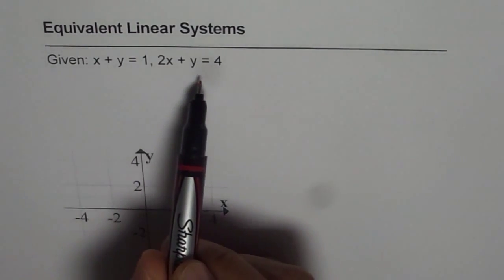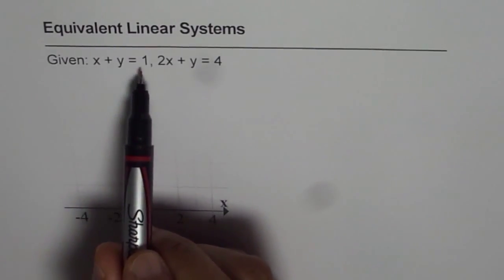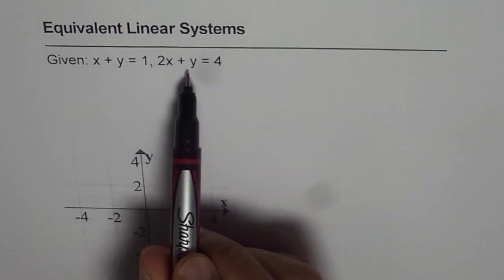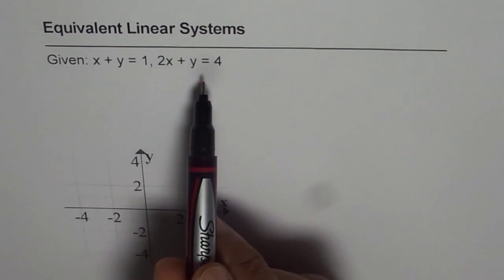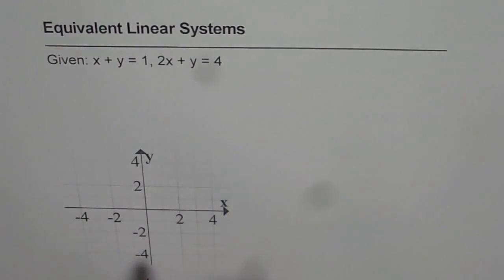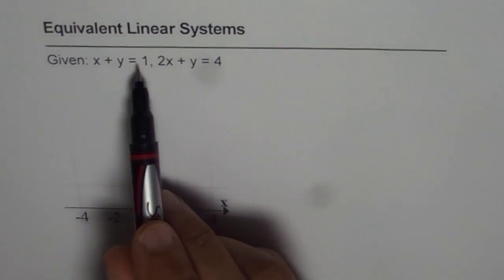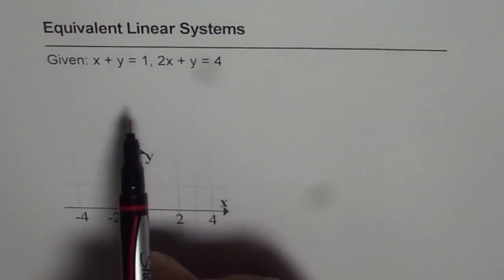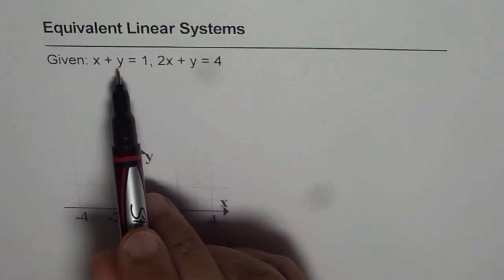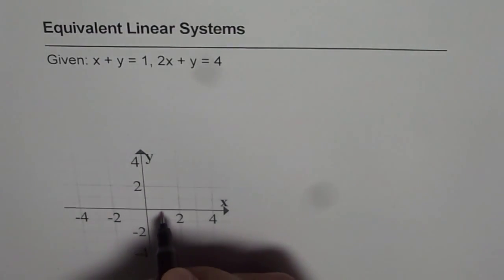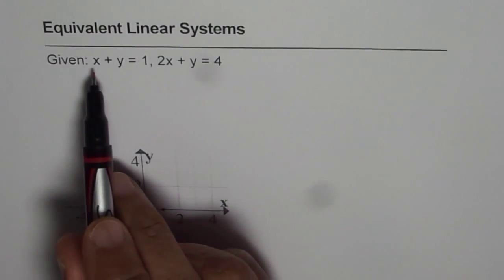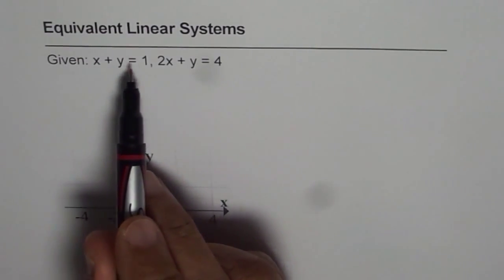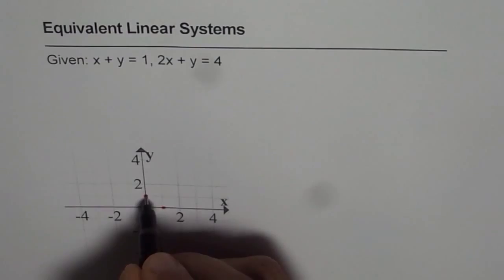We are given a linear system here where x plus y equals 1 and 2x plus y equals 4. Let us try to find the solution of this system. We'll do it graphically first. x plus y equals 1 means a line where the sum of x and y is 1, right? So if I put y as 0, I get x equals 1. If I put x as 0, the y-intercept will be 1. So I get these 2 points, right?